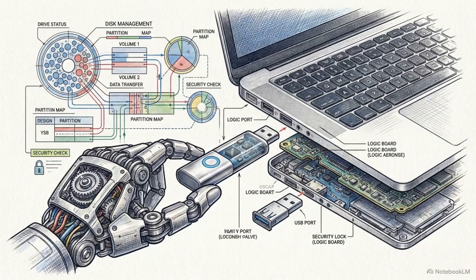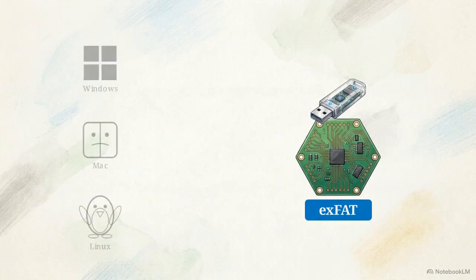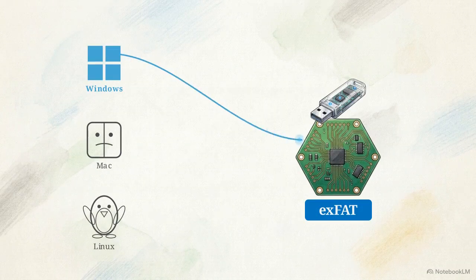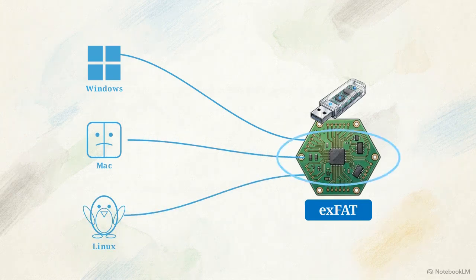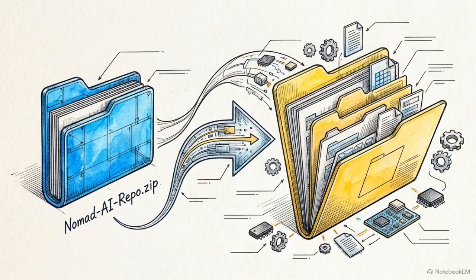Plug your USB drive into your computer and open your system's formatting menu. You must format the drive as exFAT. This specific file system ensures your AI environment will execute seamlessly, whether you plug it into a Windows, Mac, or Linux machine later on. Next, download the repository linked in the description and extract the folder on your main computer.